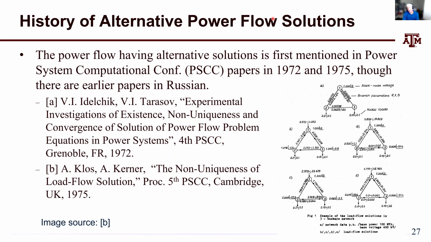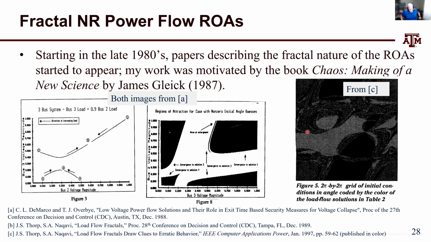A little bit of history on alternative power flow solutions. They go way back. If you look at some of the early papers, the first mention of alternative solutions in English is, I believe, a 1972 paper from the Power Systems Computational Conference. It's a great conference. I've been to it a number of times. The first mention was in 1972, although if you look at that paper, they're actually referring to earlier papers that are in Russian. Another paper 3 years later shows the image here that clearly indicates that the power flow has multiple solutions. So this is not a new finding. We've known this for more than 50 years.